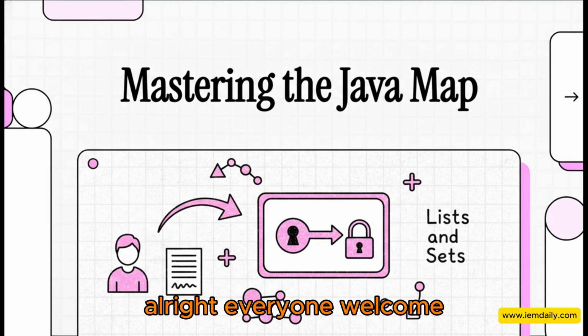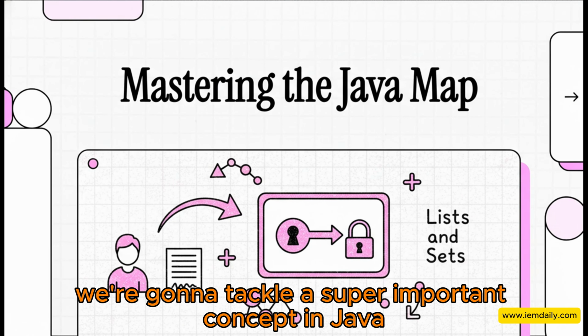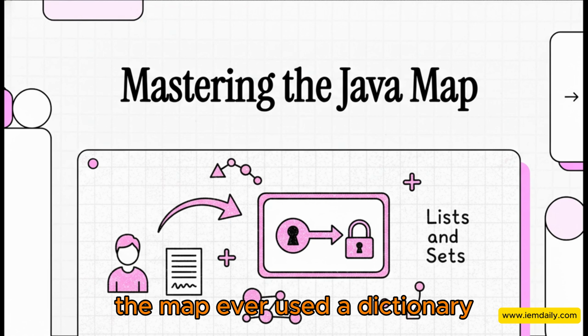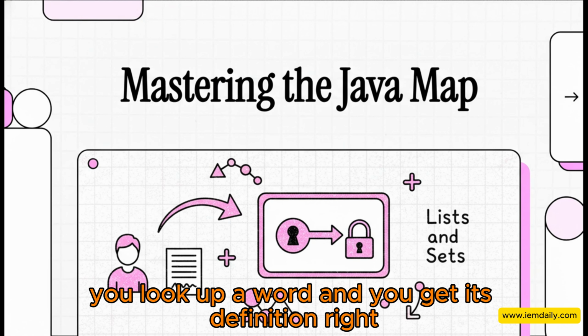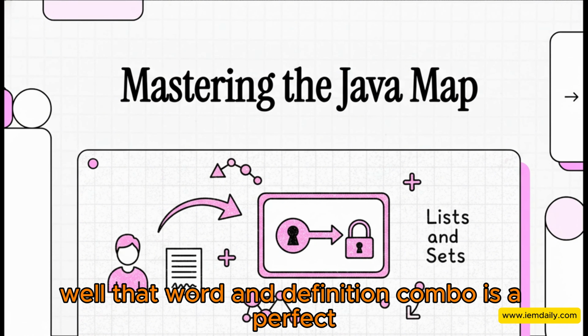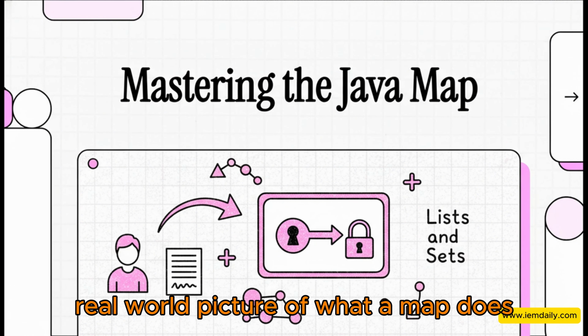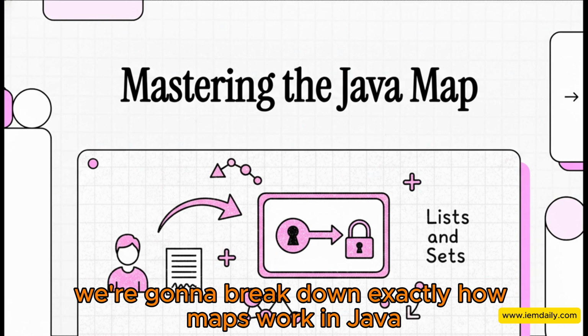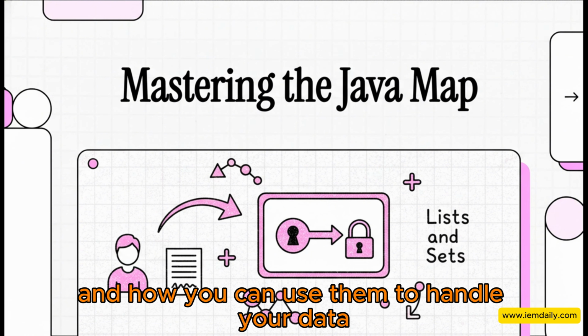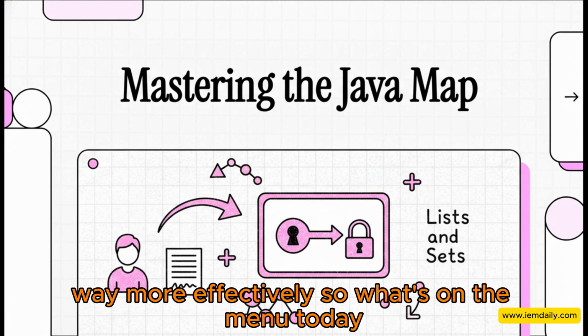All right, everyone, welcome. Today, we're going to tackle a super important concept in Java, the map. Ever used a dictionary? You look up a word and you get its definition, right? Well, that word and definition combo is a perfect real-world picture of what a map does. So in this explainer, we're going to break down exactly how maps work in Java, why they're such a game changer, and how you can use them to handle your data way more effectively.